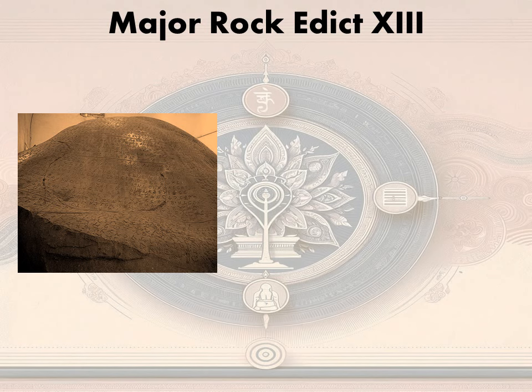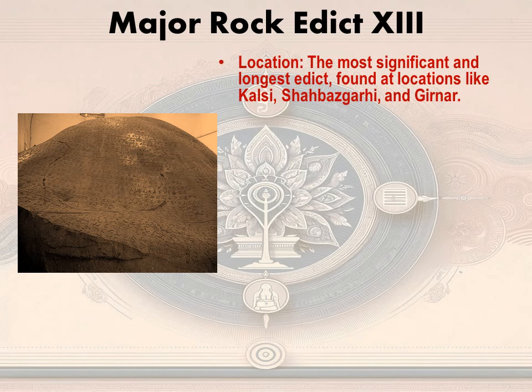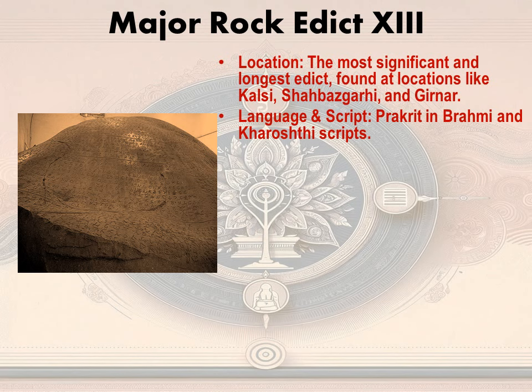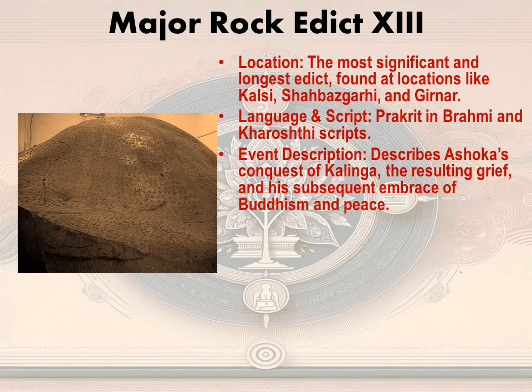Major Rock Edict number 13. It is the most significant and longest edict found in locations like Kalsi, Sahavasgari, and Ginna. So, the longest Ashokan Rock Edict is Rock Edict number 13. It is written in Prakrit and Brahmi and Kharoshti script. So, the language is Prakrit and the script is Brahmi and Kharoshti. Describes Ashok's conquest of Kaling, a resulting grief, and his subsequent embrace of Buddhism and peace. So, this is the Rock Edict where the war of Kaling has been described.